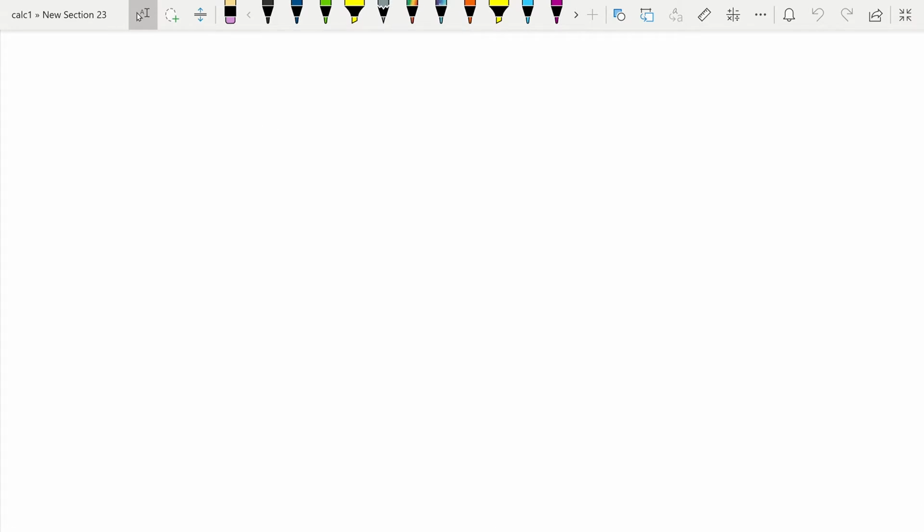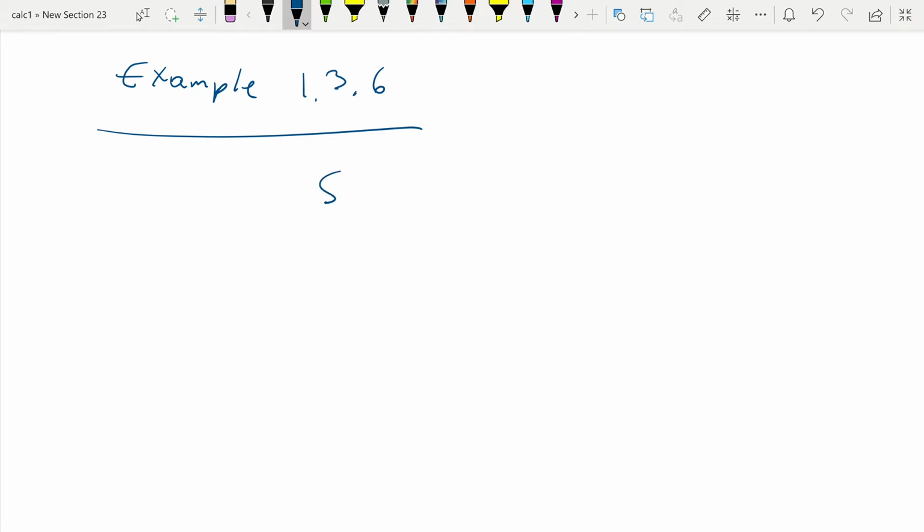Alright, so the final thing I wanted to mention for this module has to do with example 1.3.6 from the book. We are asked to take a look again at the set S of rational numbers r such that r squared is less than 2.